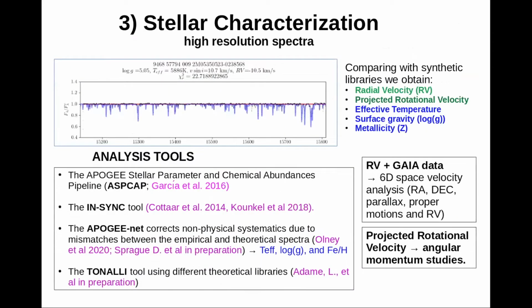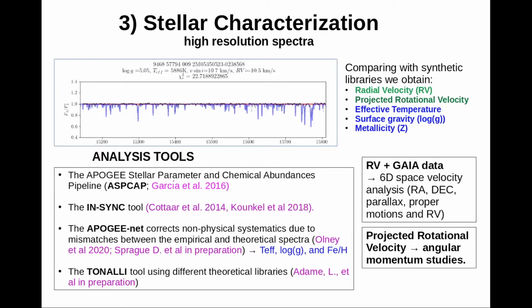In the high resolution analysis, we have several tools to analyze APOGEE spectrum and obtain effective temperature, surface gravity, metallicity, radial velocity, projected rotational velocity. Of particular interest is the radial velocity to perform a six-dimensional space velocity analysis of a stellar population. And also the projected rotational velocity is important to perform studies about angular momentum evolution.